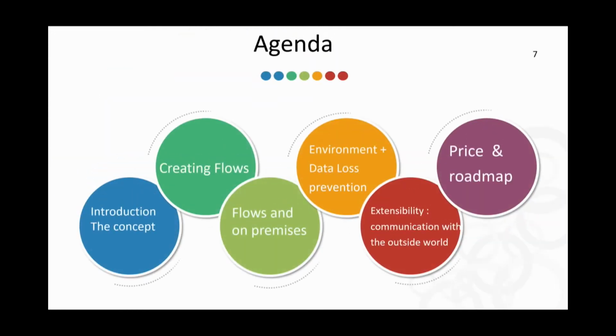This is the agenda. First, we'll start talking about the concept in general, quickly, how to create Flow, how to use Flow on-prem, the concept of environment and data loss prevention, also how to extend Flow, so how can Flow communicate with the outside world, and how can the outside world communicate with Flow. And if we have time, we'll talk a little bit about price and roadmap, at least what you need to be aware of, not the whole price and roadmap, but what you need to be aware of if you want to start a real-world project.